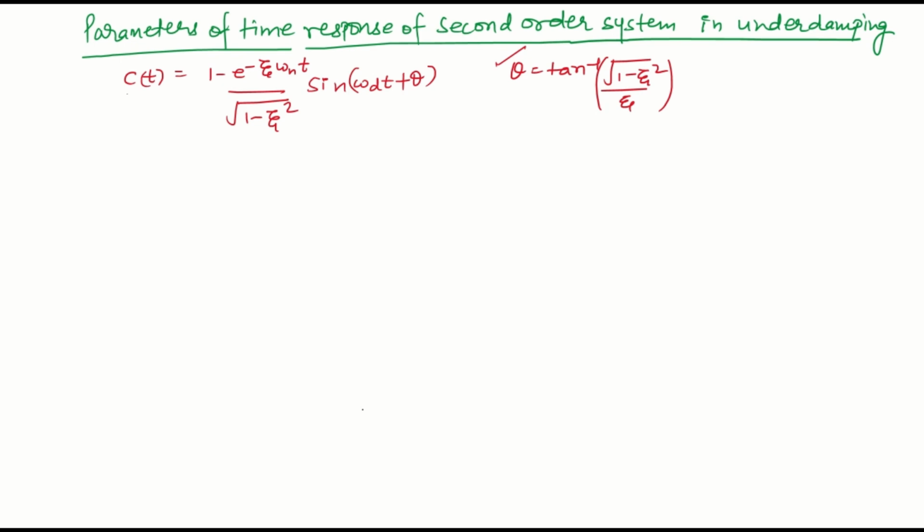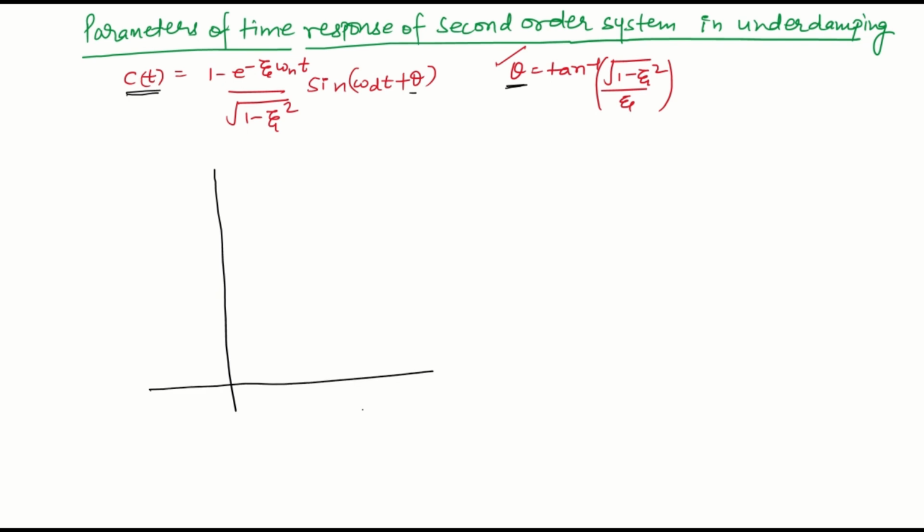C(t) is equal to 1 minus e raised to power minus zeta omega n t divided by square root of 1 minus zeta square, into sine of omega d t plus theta, where theta is given by this expression. Now, if you plot this response C(t) with respect to time, let me plot this here.